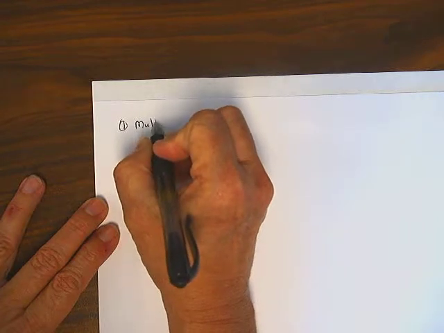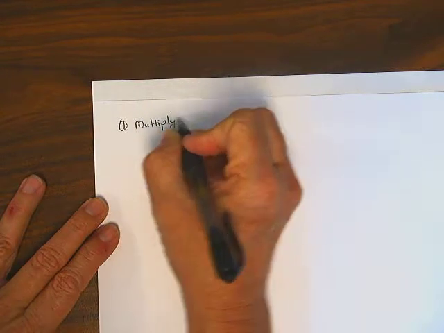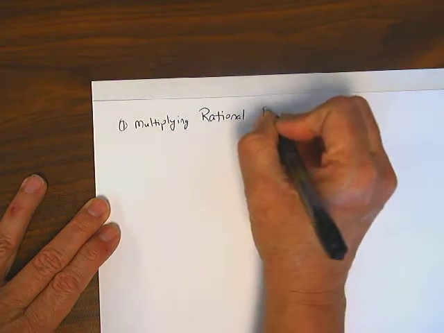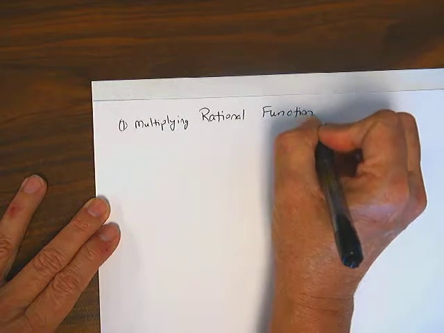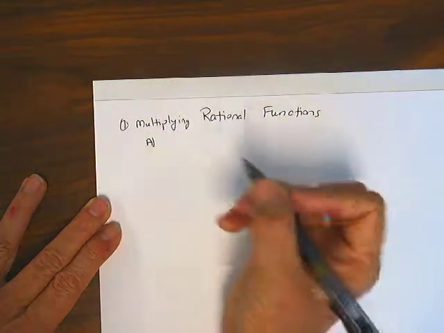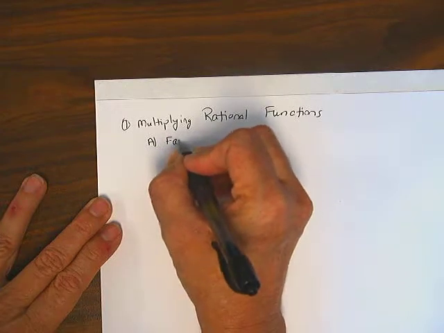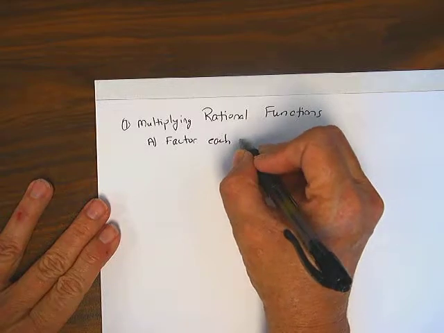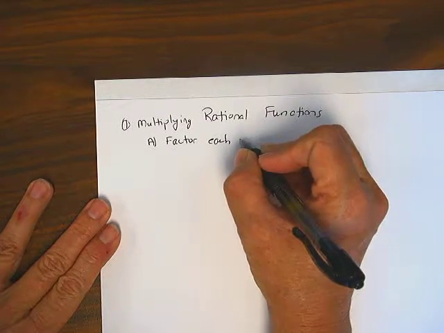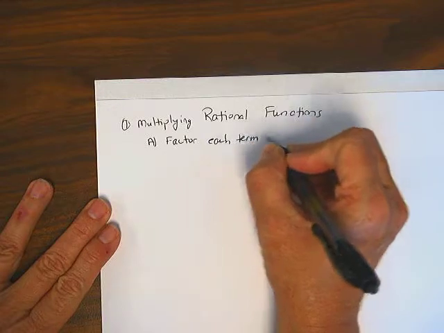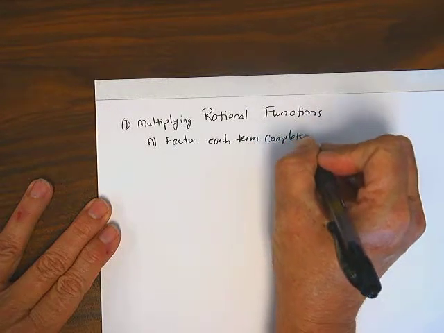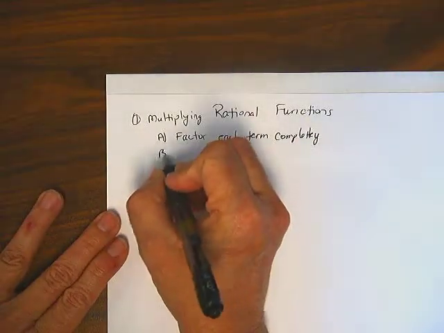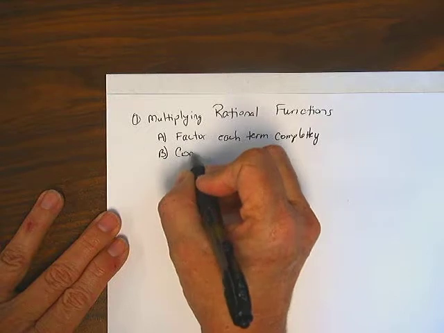So to multiply rational functions, step A, factor each term completely. Don't worry about my spelling. B, combine numerators.